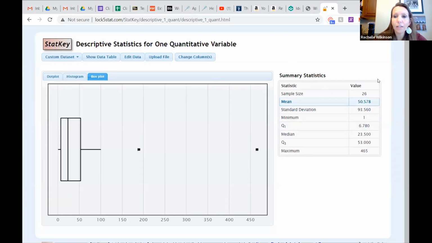Over here to the right of the graph, we have all of our summary statistics. It gives us the mean, the standard deviation, the 5-number summary. So those are all great. Notice that the mean is 50.578 and the median is 23.5. So look at what a huge difference there is between the mean and the median, because those outliers are really throwing off the mean. So for this data set, the median would definitely be a better indication for a typical value. So anyway, that's how we're going to look at data inside of StatKey.